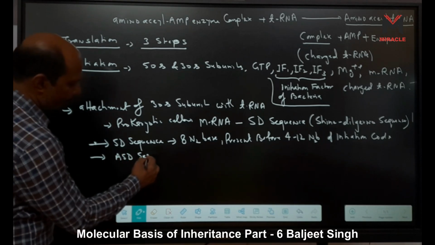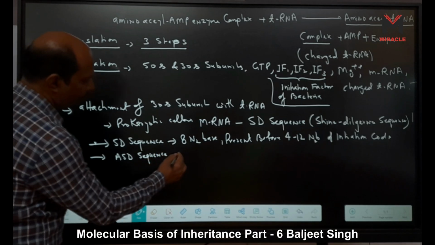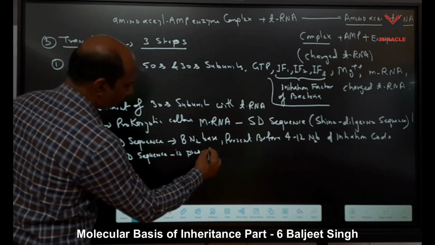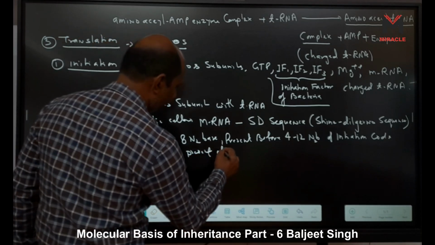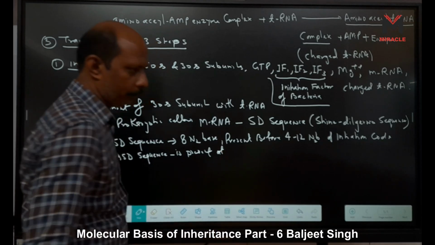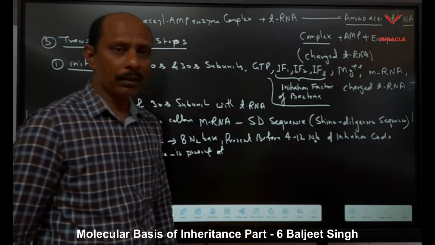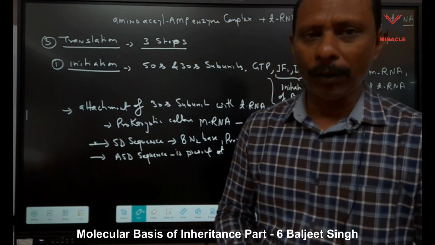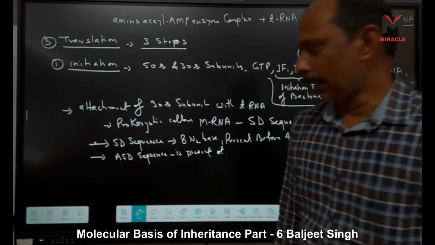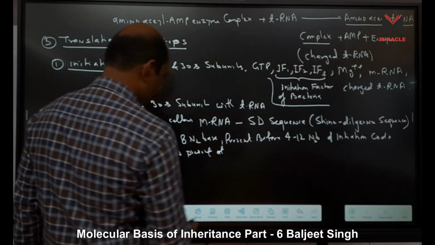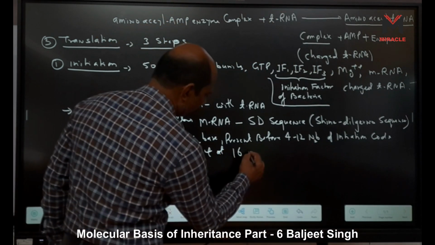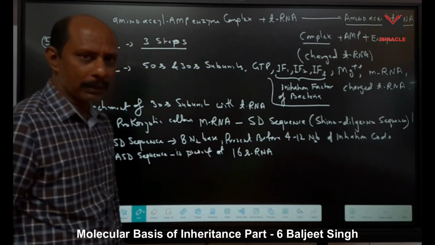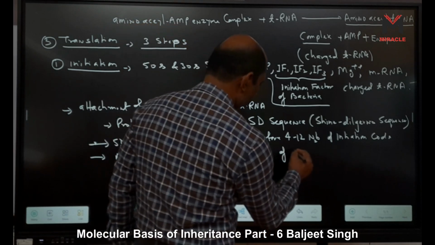The ASD sequence, or code, is present in the small subunit. Small subunit means, as we know very well, the 30S ribosome of the 70S, which is made up of 16S RNA. It is present in the 16S ribosomal RNA of the smaller subunit.